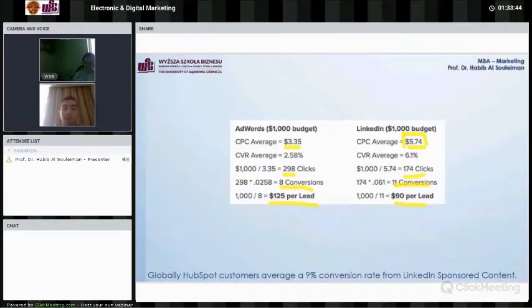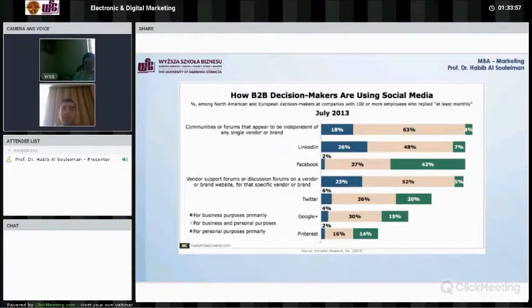Nowhere is better than the others, or everywhere is good. But you need to know what is your customer, or where's your customer, and then you decide, should I go for LinkedIn, should I go for Facebook, should I go for AdWords, should I go for Bing, for Yahoo? Everyone has its own platform.